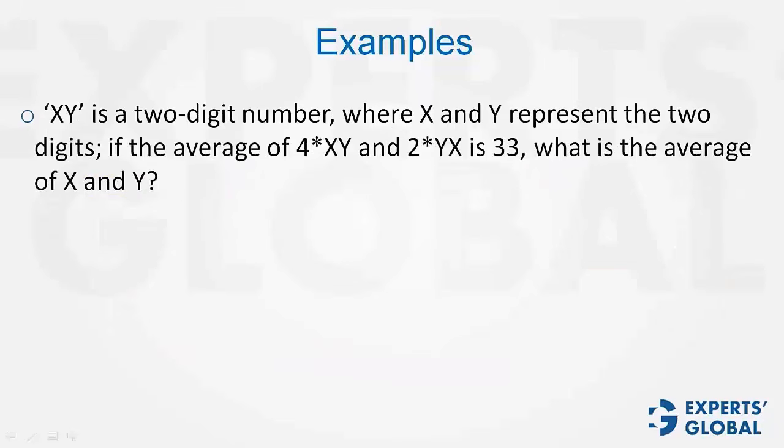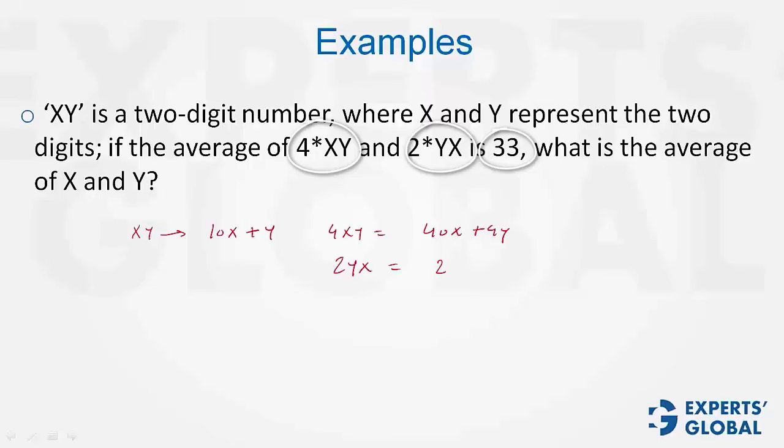One more example. Look at this. 4xy and 2yx. The average is 33. When a digit is of the form xy, it can be written as 10x plus y, and therefore 4xy has to be 40x plus 4y. Similarly, 2yx would be 20y plus 2x. Now their average is 33, so their sum must be 66. Add them up, we get 42x plus 24y.